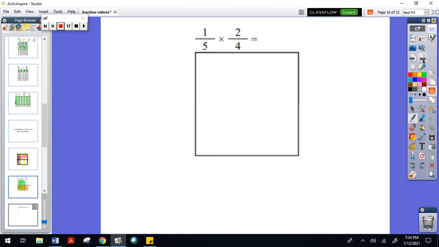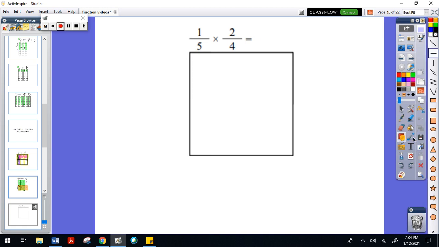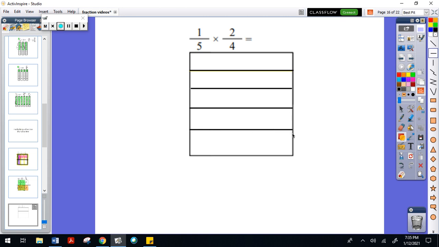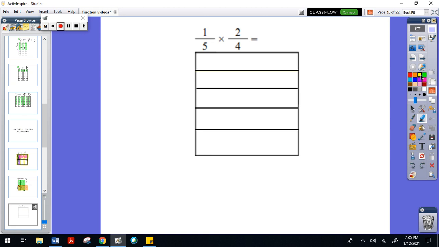Alright. If we look here, we have 1/5 times 2/4. So again, what I'm going to do is I'm going to start by taking 1/5 and I'm going to partition across into fifths. So there's 2 pieces, 3 pieces, 4 pieces, 5 pieces. Okay. I need to color in one of those pieces. So I'm going to color in one of those. That represents 1/5.